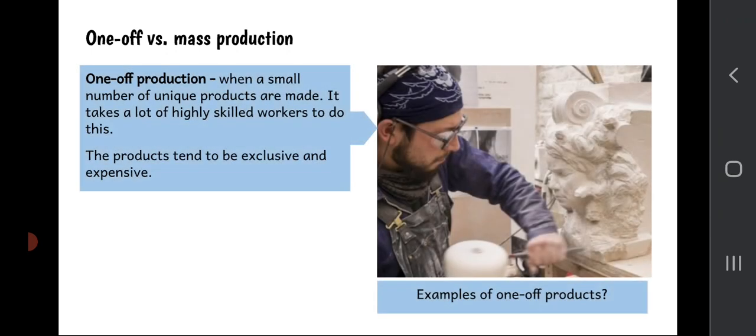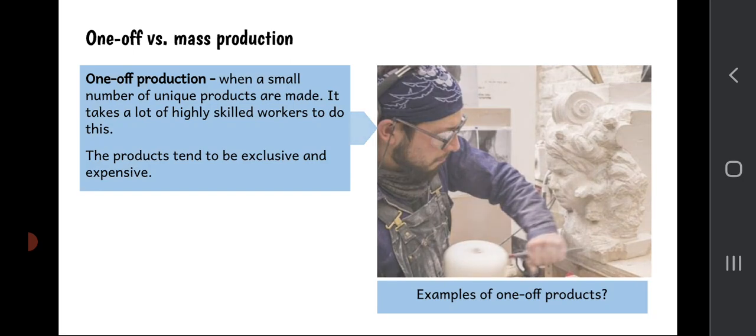There's two concepts of factory production that I want to introduce you to just now: one-off and mass production. One-off production is when a very small number of unique products are made, and these are usually made by highly skilled workers. The products tend to be exclusive, meaning that there's not many of them, and that they're expensive as well. Examples of one-off products may include things like engagement rings or wedding dresses, statues, and custom products such as some custom cars and things like that.